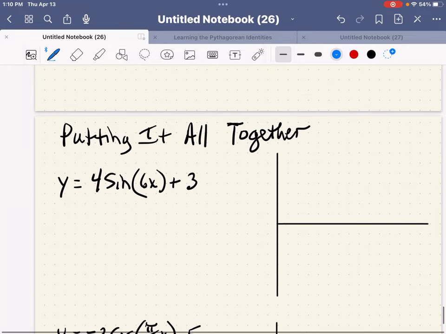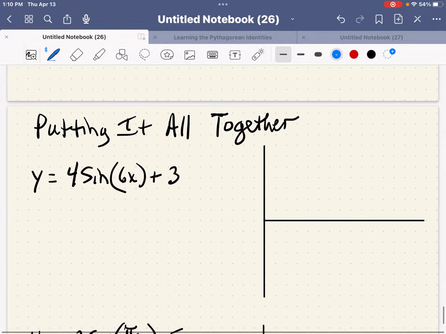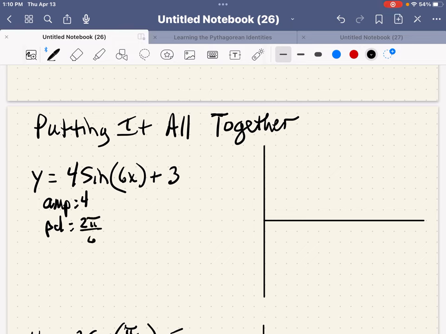So consider that y equals 4 times the sine of 6x plus 3. So we know that the amplitude is 4. We know that the period is 2 pi divided by b. So we know that the period is pi over 3. Okay? The vertical shift is up 3. That's what that plus 3 means we just learned, right?